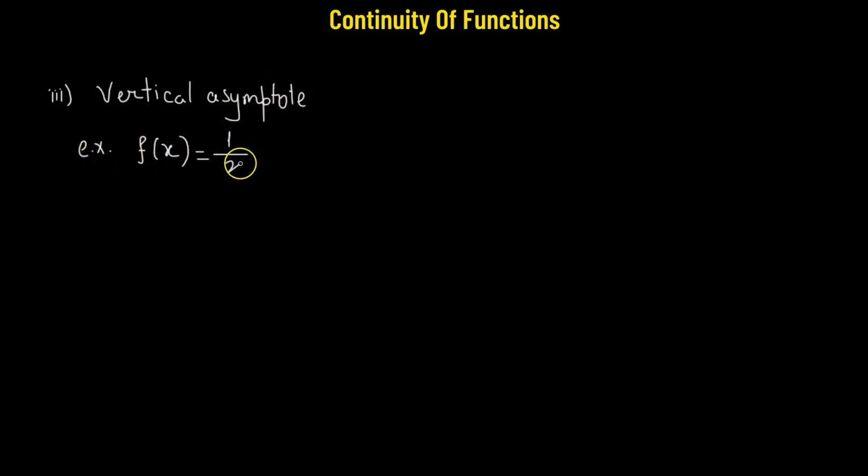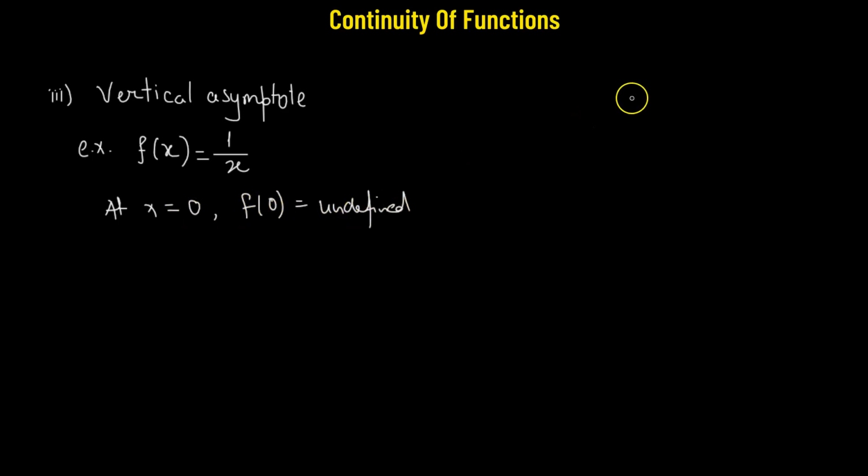The third type of discontinuity will be when the function has a vertical asymptote. For instance, let us consider the function given by 1 over x. Now, at x equals 0, the function simply blows up. So this will be undefined.